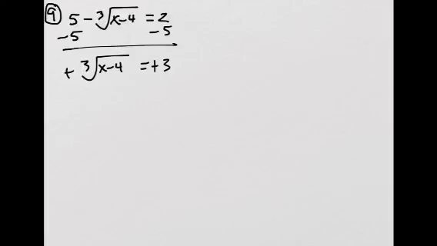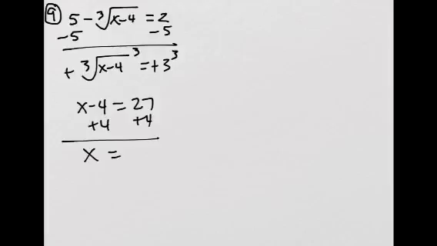And then we're going to take the cube of both sides to get rid of this cube root. So we're going to cube both sides. I'm going to put a 3 right here and a 3 right there. So that leaves me with x minus 4 equals 27. I'm going to add 4. So x is 31. Okay.